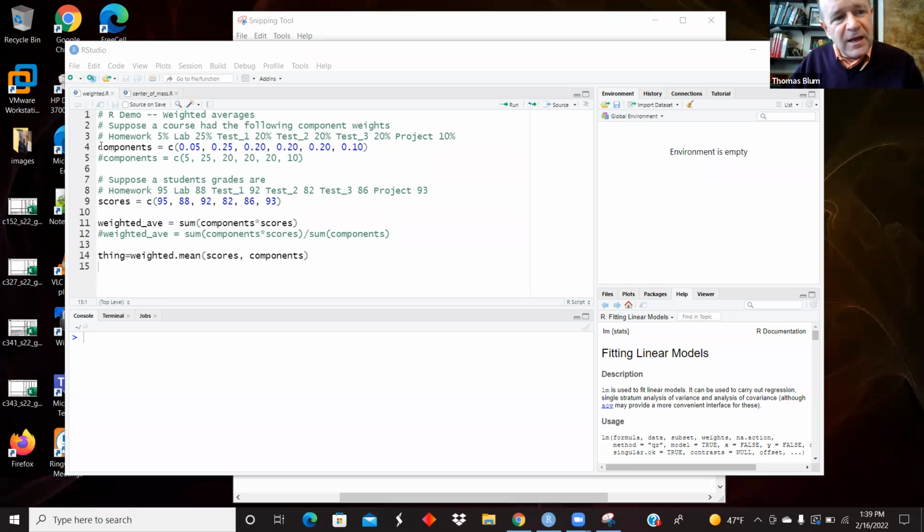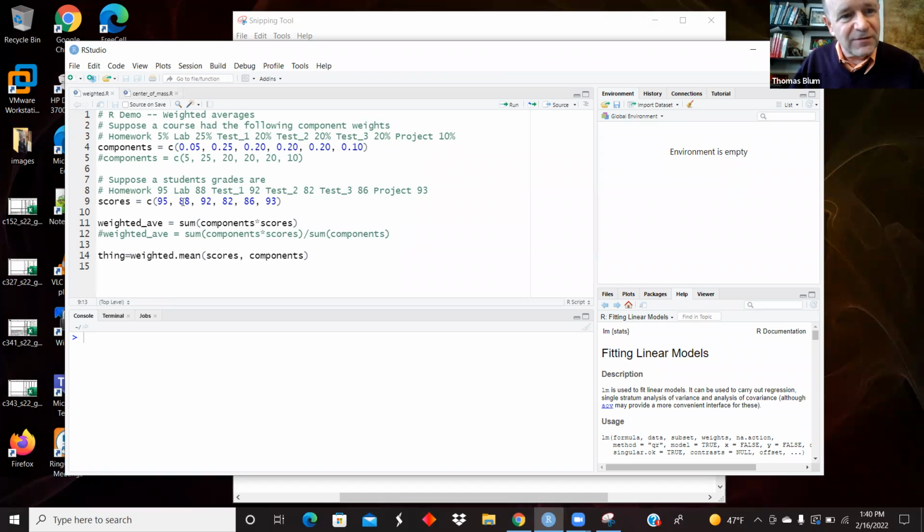So I made a vector. I just called it components. And this little c is for concatenate, but it's what we use in R to set up a vector. That's very important. That's a little c. And then here are what I'm going to call the weights. The 5%, the 25%, the 20. And I've converted them into decimals from the percents. And then I'll show that you don't really need to do that, depending on what you do in R. And then here are the actual scores.